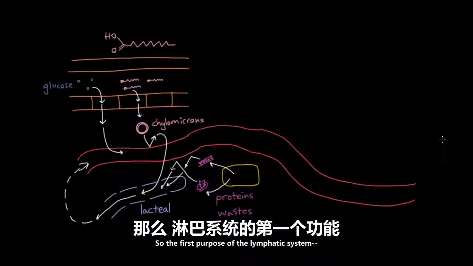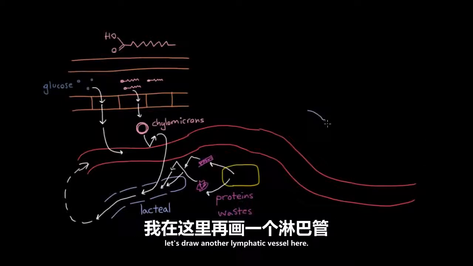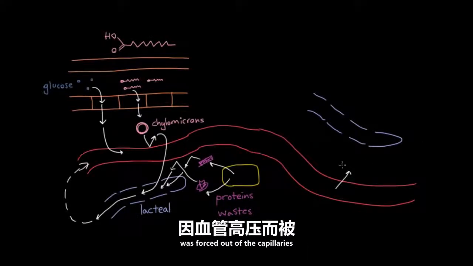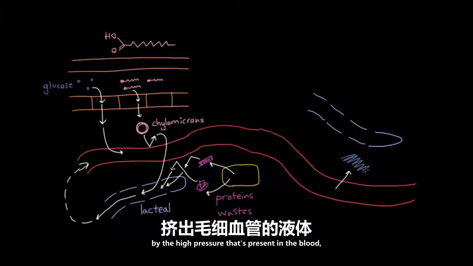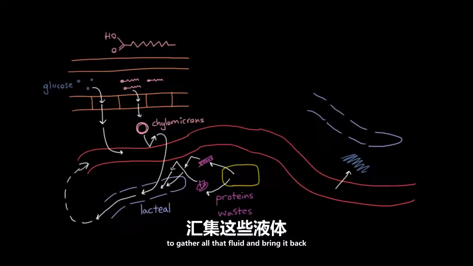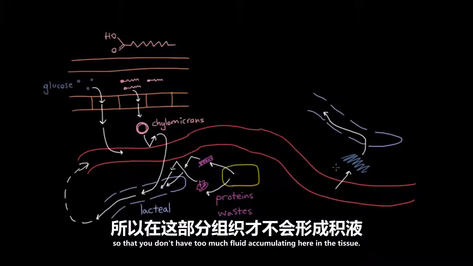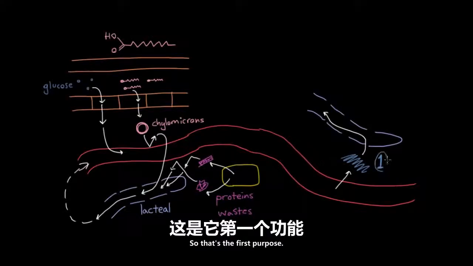So the first purpose of the lymphatic system, let's draw another lymphatic vessel here. The first purpose was to collect all the fluid which was forced out of the capillaries by the high pressure that's present in the blood, to gather all that fluid and bring it back into blood circulation via the lymphatic vessels so that you don't have too much fluid accumulating here in the tissues. So that's the first purpose.